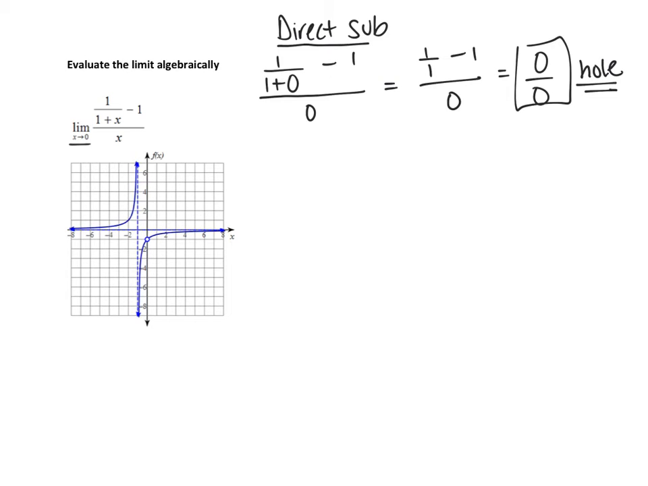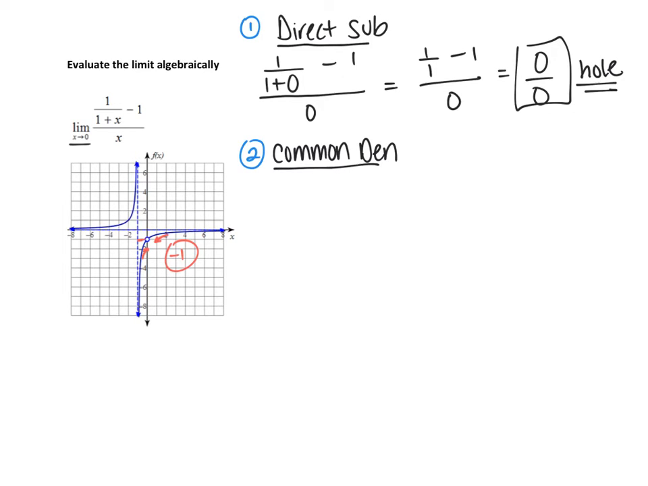So if we look at our graph, I didn't even do that. The limit from the left and the limit from the right look like they came to the same spot. So the limit should be -1. So let's see if we can get that. So after direct substitution is step 1, step 2 is going to be to use common denominators.